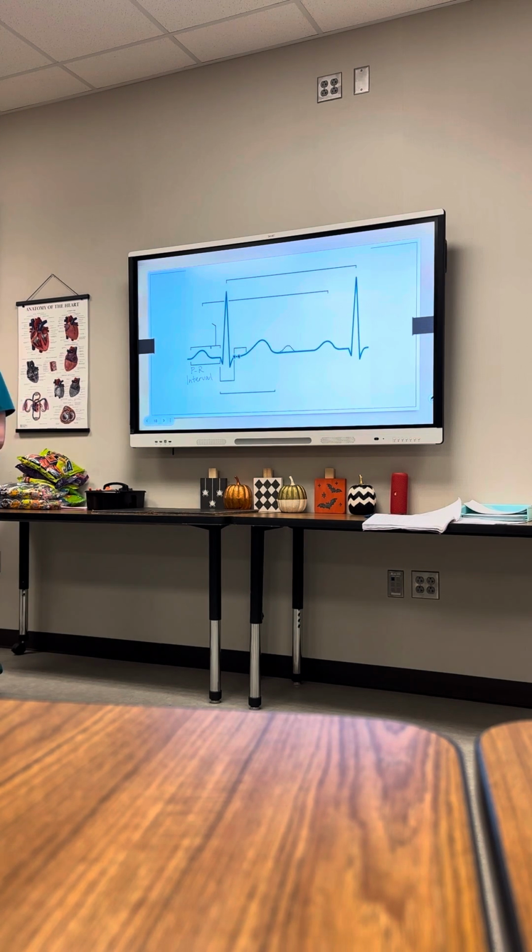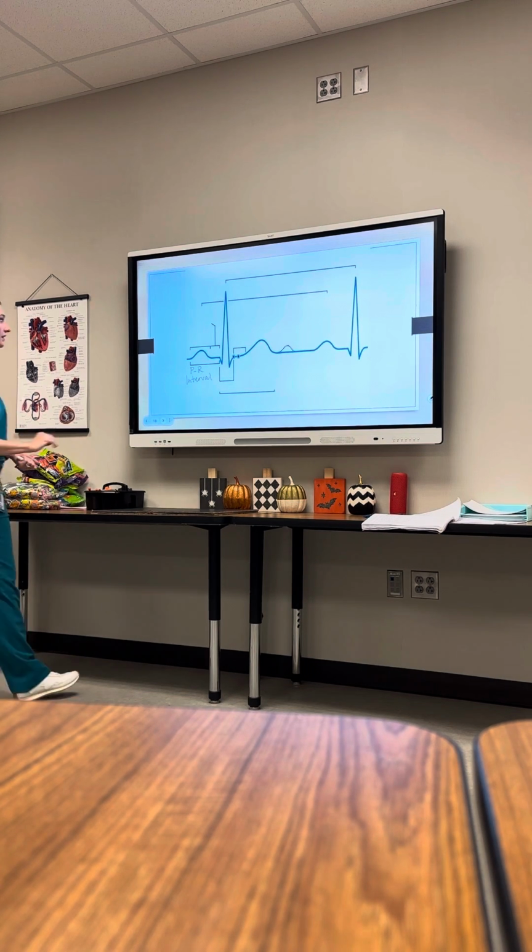Interval is different from a segment. Interval includes the waves. The interval includes the wave. Excellent.